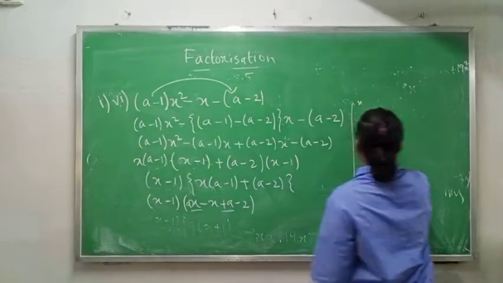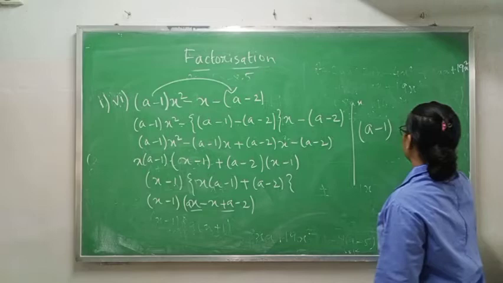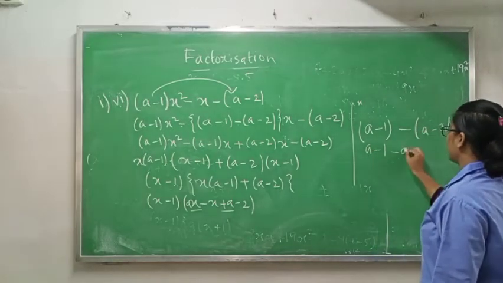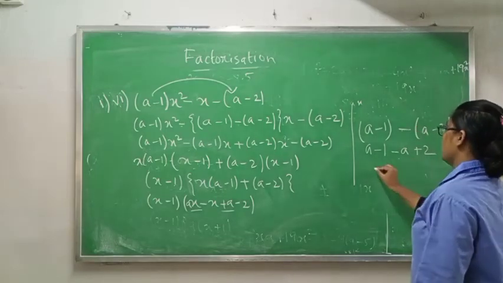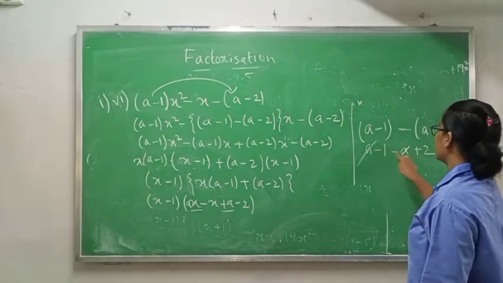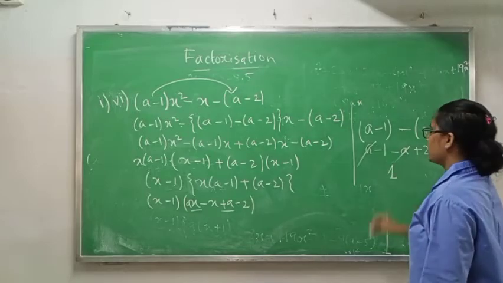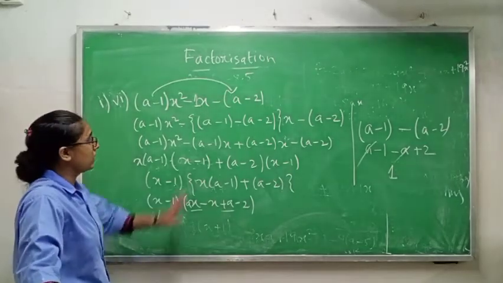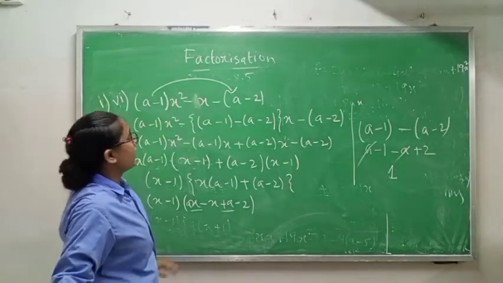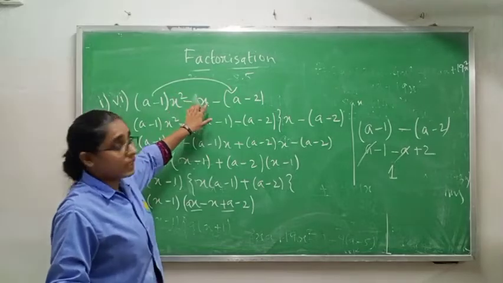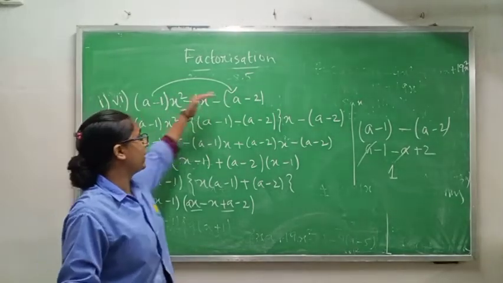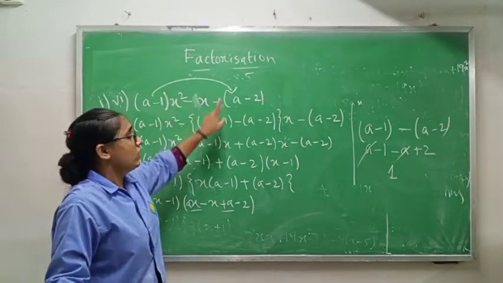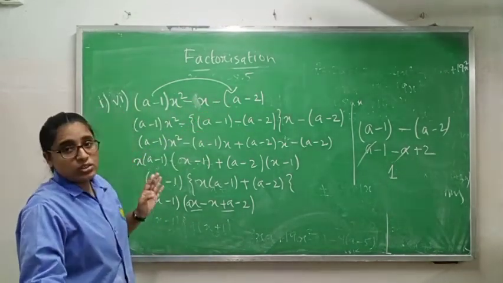If I subtract a minus 1 with a minus 2, just open the bracket: a minus 1 minus a plus 2. So plus a minus a will cancel, minus 1 plus 2 will give you plus 1. Means if you write plus 1, nothing will change. So whenever you see that with x in the middle you have nothing, try to subtract this with this or this with this, or try to add this with this. Understood this one? Please practice all this properly.